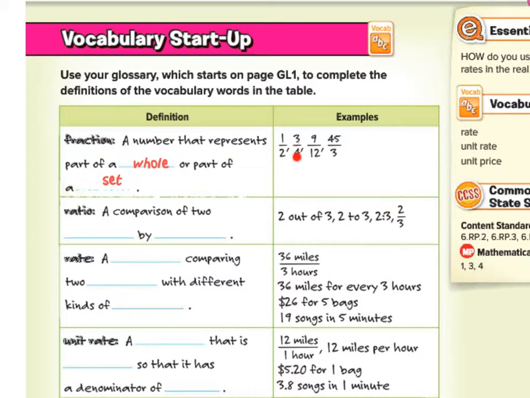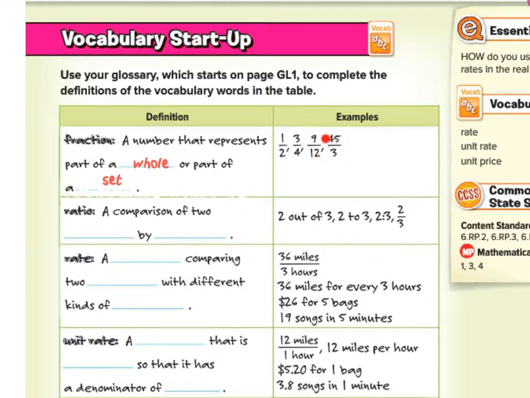3/4, 3 out of 4. This is also 3/4, but 9 out of 12. And the reason it's 3/4 is because in the 9 you have 3 threes, and in the 12 you have 4 threes, right? So 3 out of 4.